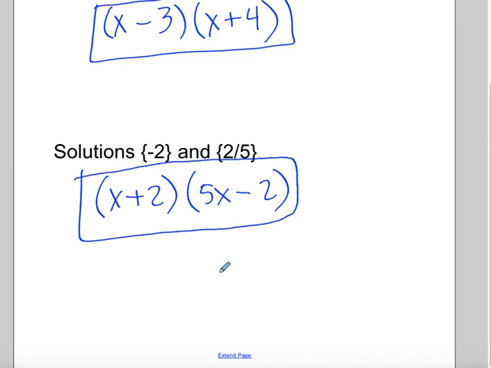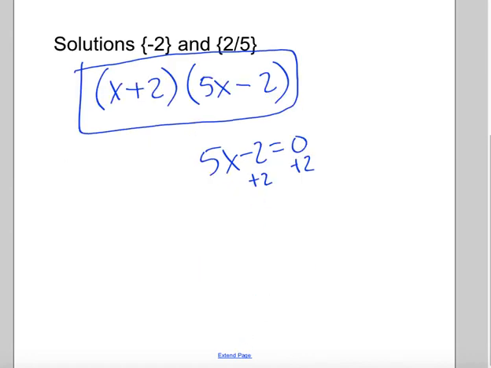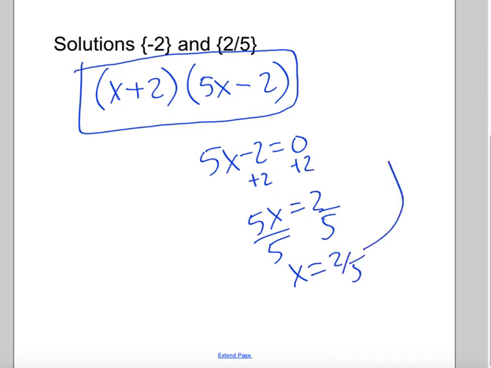And if you want to check it, you can always take that binomial, set it equal to 0, and solve. So here to solve, I would be adding the 2, which would give me 5x equals to 2. Then I would divide by 5, and that would give me x equals 2/5. You can see that that is the solution from that binomial. So then you can know that you did that correctly.